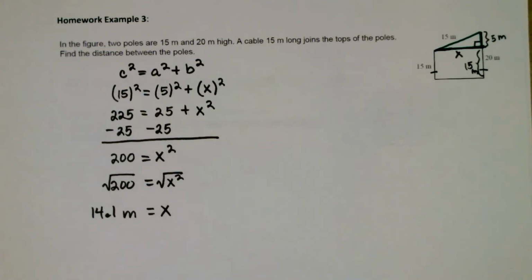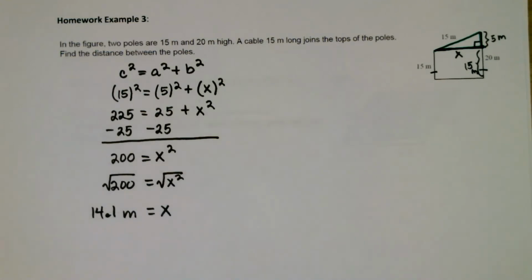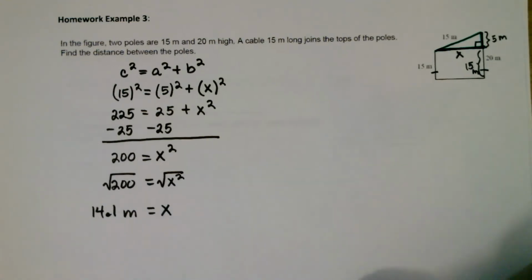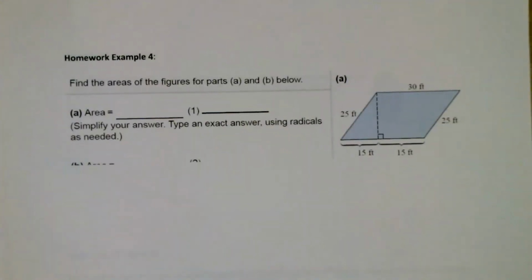Now you want to pay close attention to what they want. They might want the decimal value. They might also want the exact value as well. On the next page are some more examples dealing with the Pythagorean theorem and using it to come up with the area of the figures for parts A and B below.